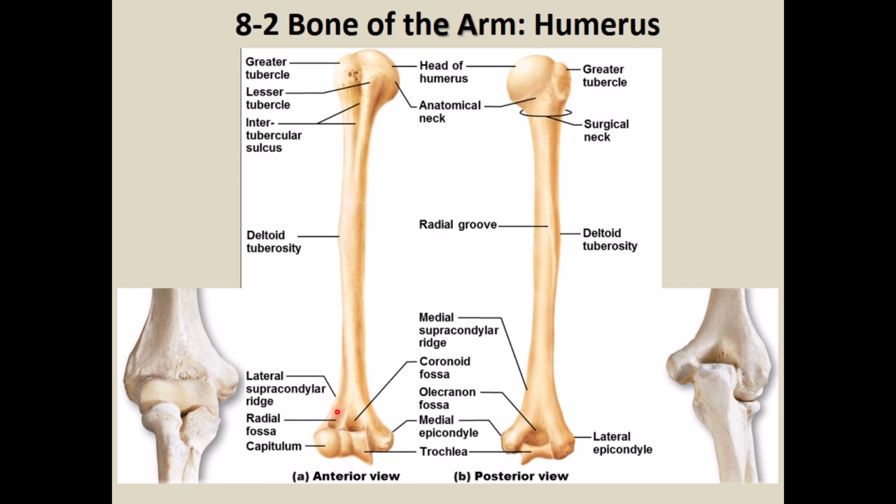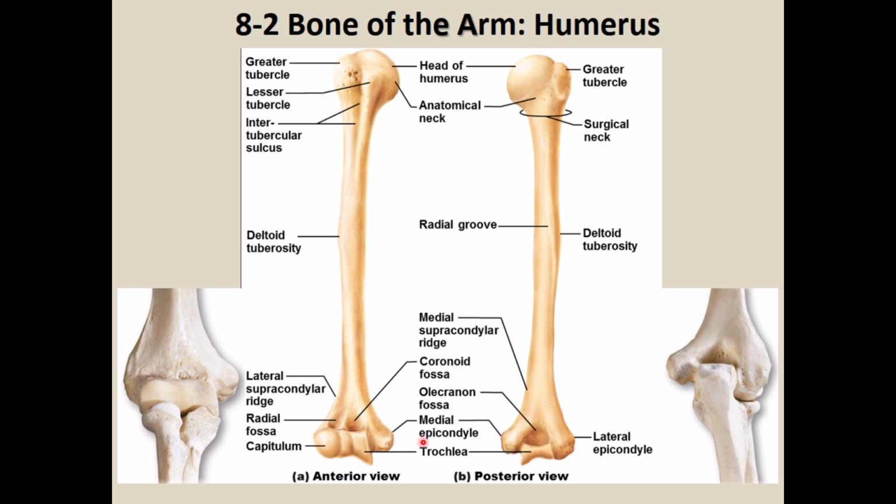Lateral to that, you have the radial fossa. The radial fossa is located distally in the anterior view and above the capitulum. That is an impression of the radial head. So when you flex your elbow, this is the radial head that comes here, and this is why that impression is there.